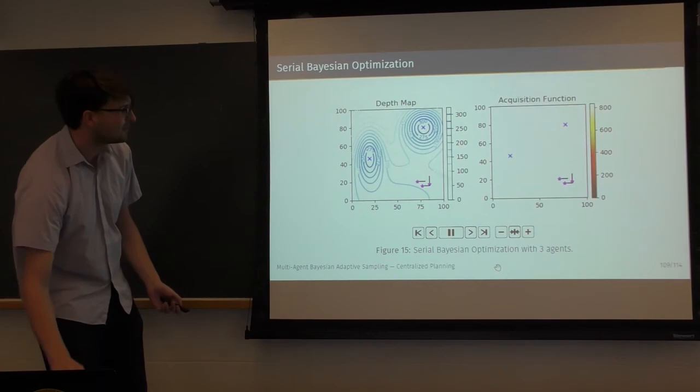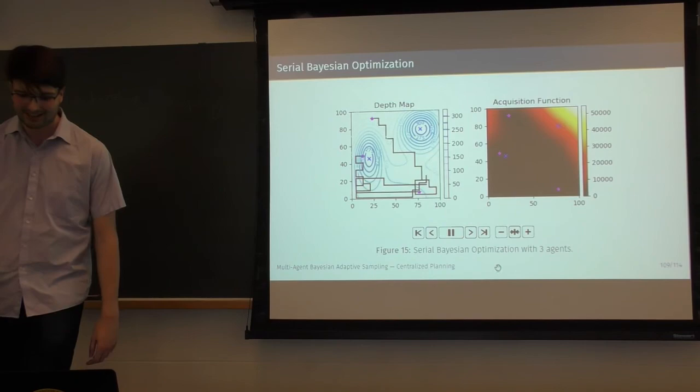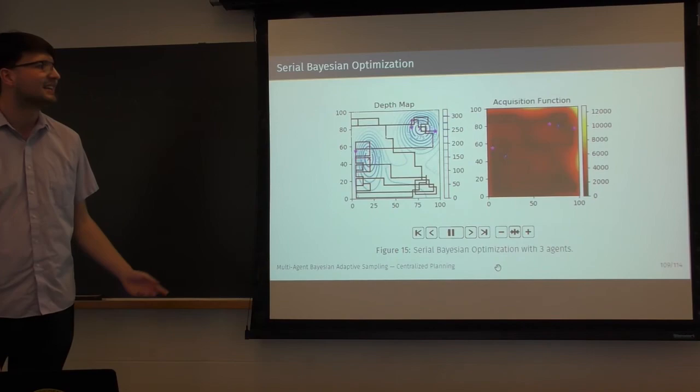Here's just an example of what that looks like. The robots are now aware of where they're going to be sampling. So they don't overlap, but the time complexity or the efficiency of solving it is not any higher than in the single agent case, since each robot is still just solving the single agent problem.